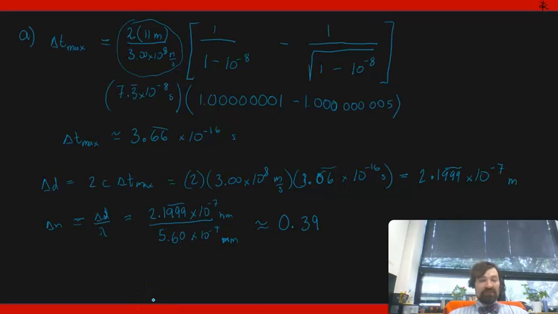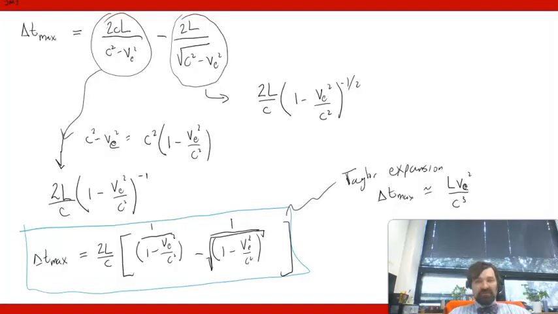For what it's worth, if you use the approximation obtained via the Taylor expansion, this term here, then you get about 0.44 phase shifts, or should get around 0.44 phase shifts or fringe shifts.